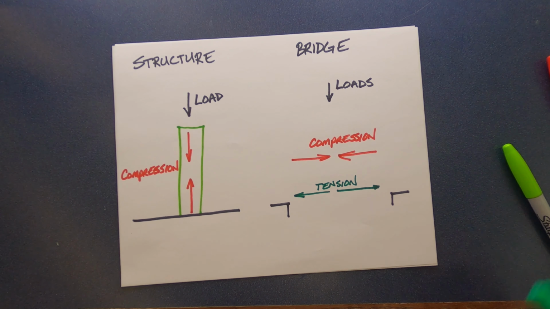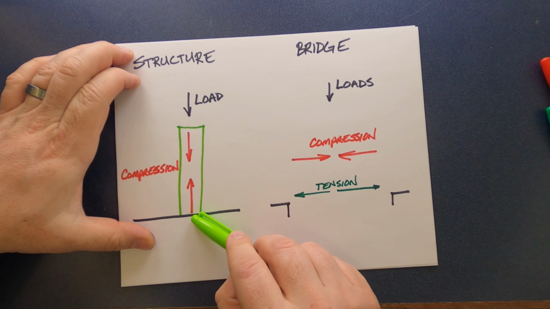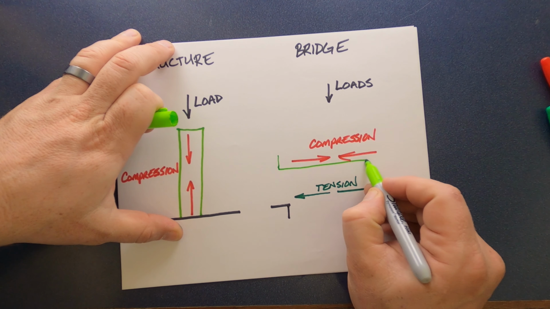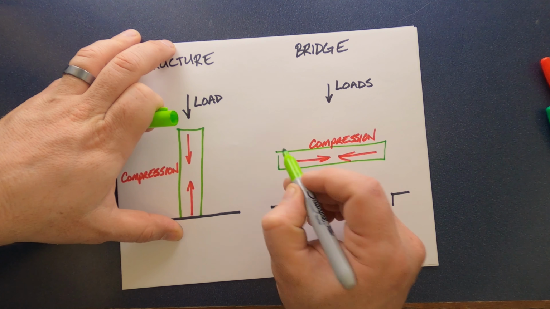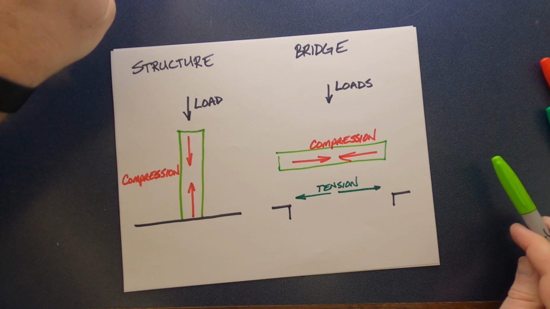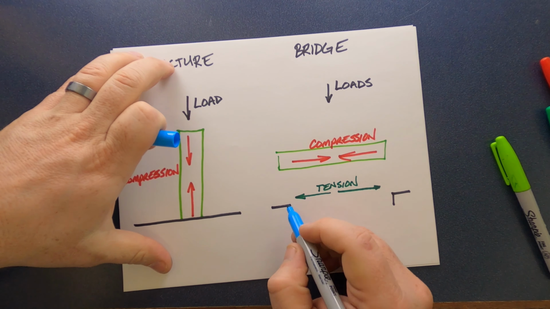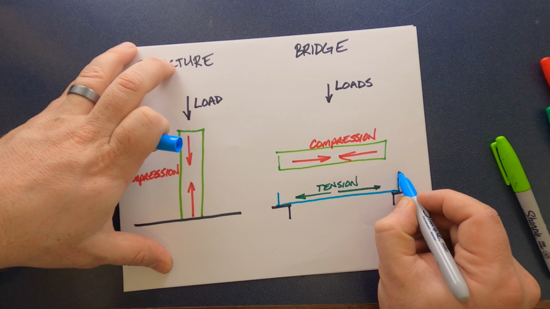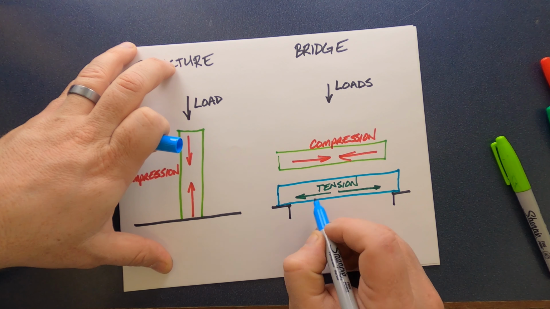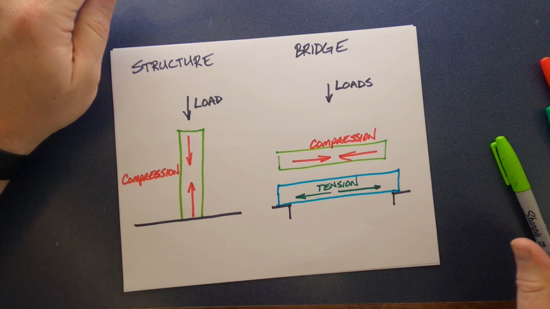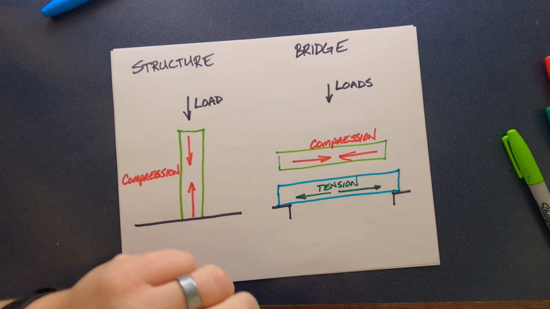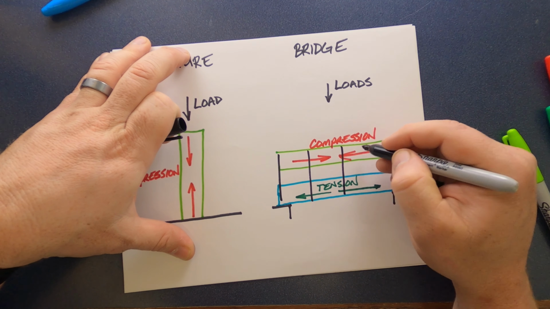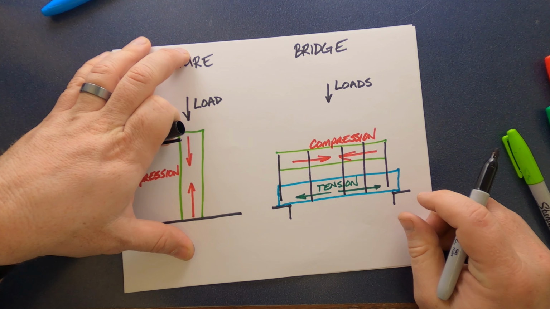So, if you want to build a column for compression, you would want to build the top of the bridge like a column to counteract the compression. And tension, well, we have to build something that would be the tension equivalent to a column for the bottom of the bridge. And we would want to connect these two in a way that they are locked together.